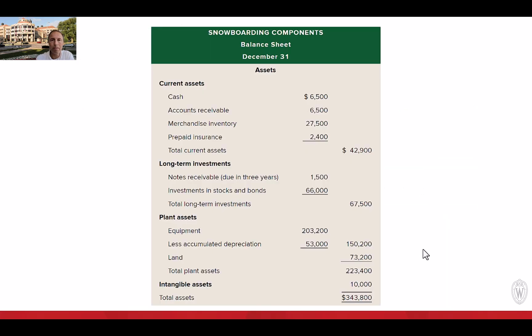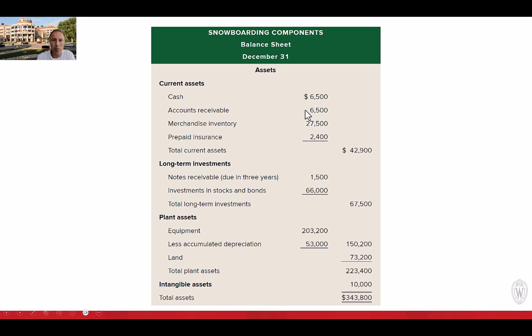So here's a screenshot of a classified balance sheet from Chapter 3 of your textbook for Snowboarding Components. You've got your categories in black. You've got current assets, long-term investments, plant assets, and intangible assets. One thing I really want to point out is current assets are always listed in order of liquidity, how fast Snowboarding Components thinks they can turn it into cash. That's why cash is always first.